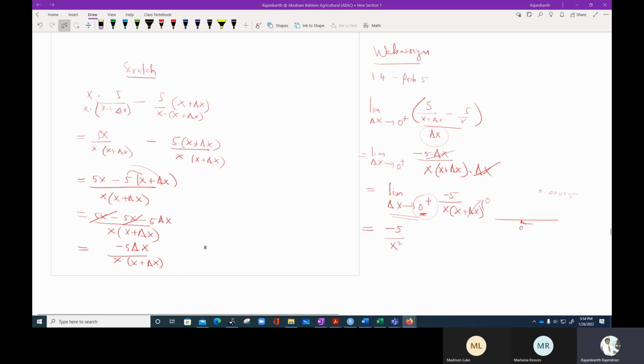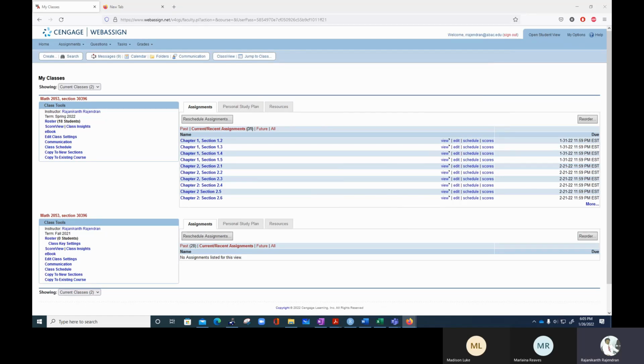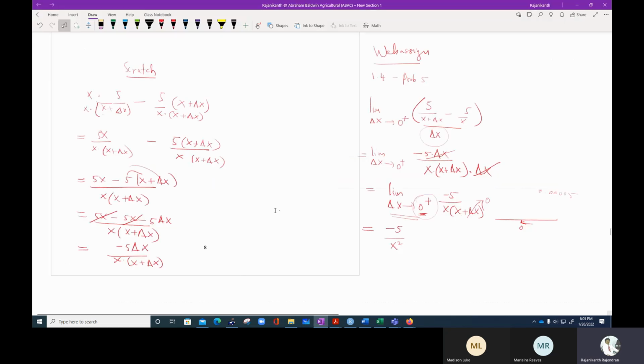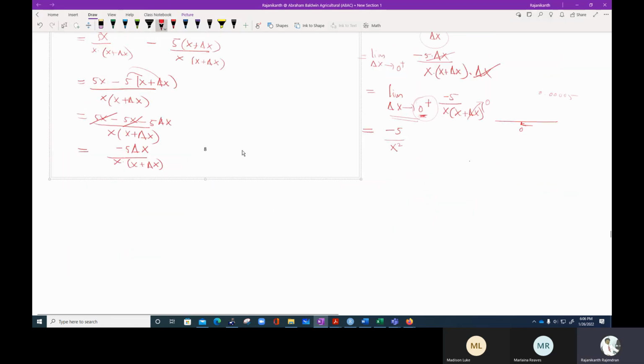So now the question is here: find all the values c such that the function is continuous everywhere, right? Negative infinity to positive infinity. Remember, this is nothing but a step function. So you are given a step function here. So the idea is now, let me copy down this problem also. I need to show you the work. Again, we are doing 1.4, problem number 12.